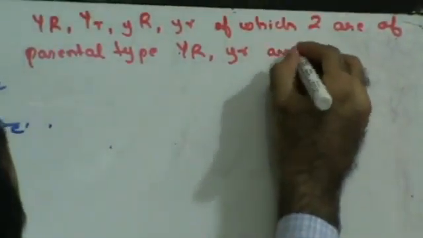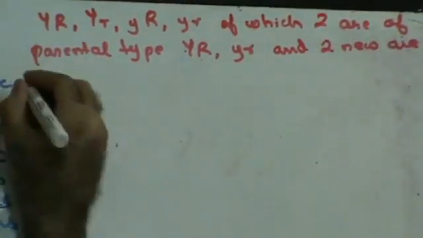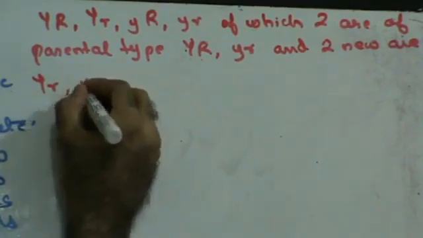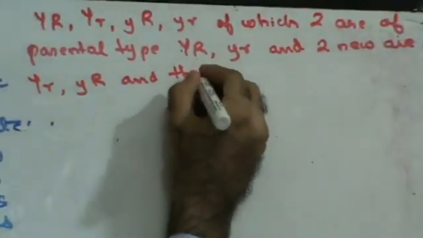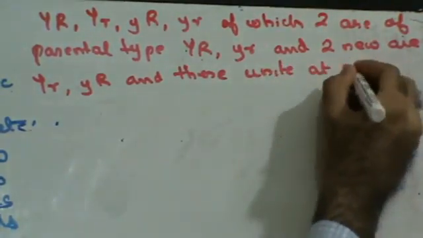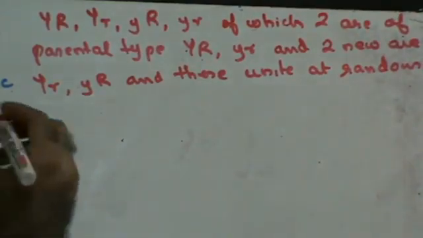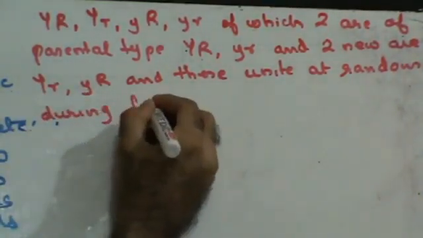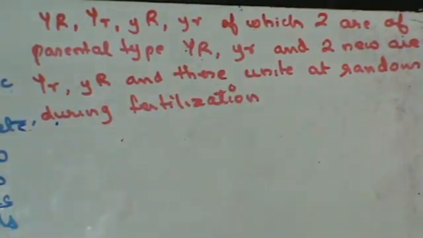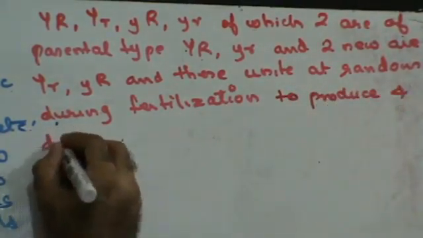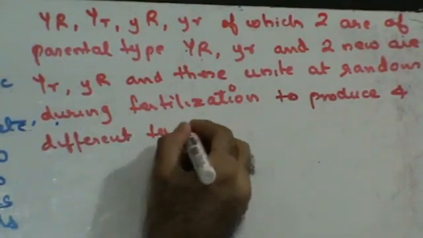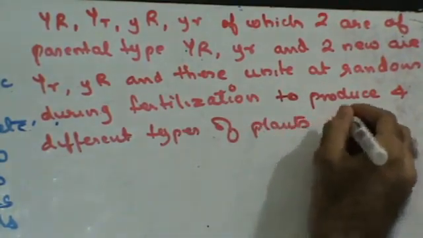These are 2 of the gametes which are of parental type, and 2 new ones are yellow wrinkled and green round. These are the 2 new gametes that are produced, and these unite at random during fertilization to produce 4 different types of plants in the F2 generation.